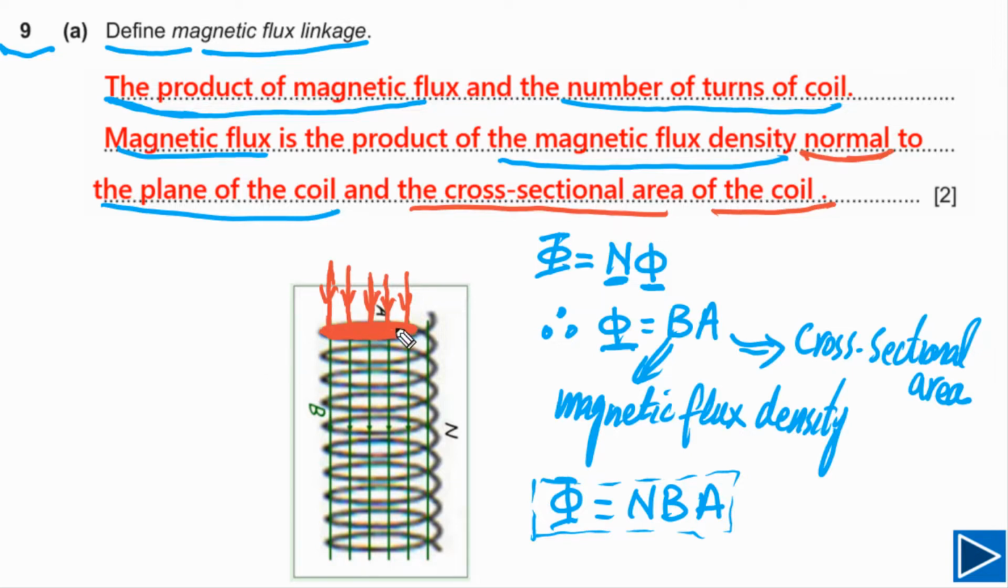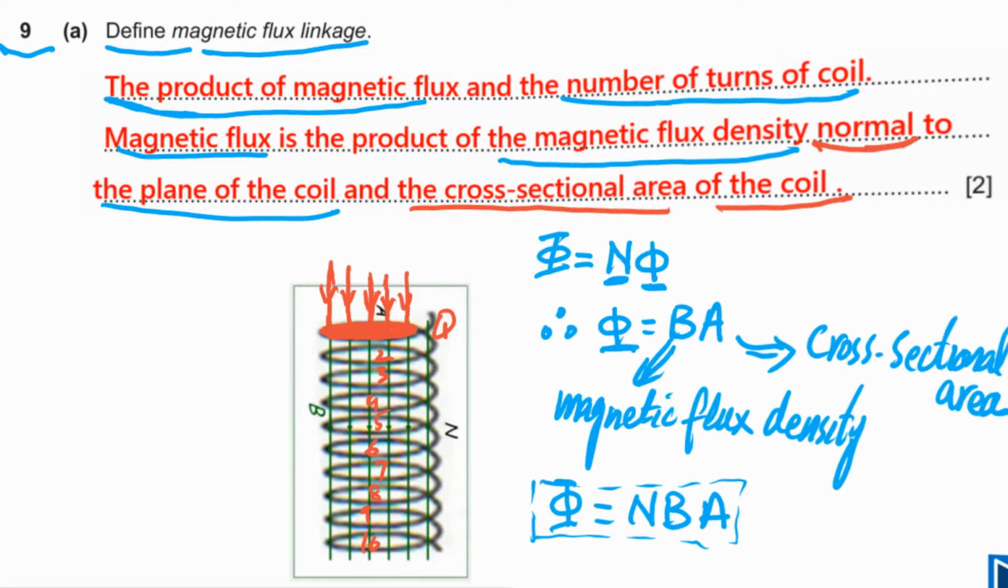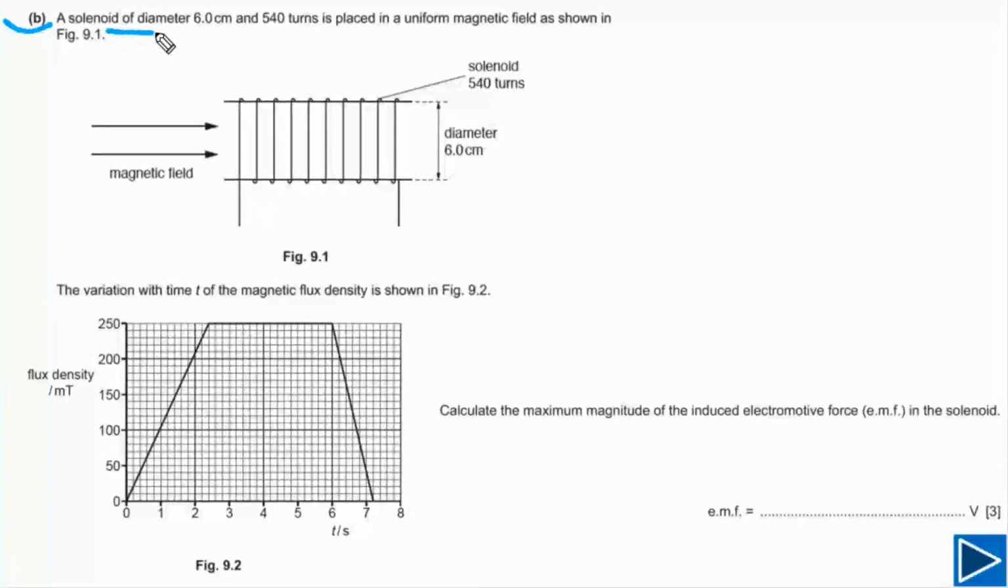And if you look at the number of turns of this coil, this is one turn, this one is the second one, third, fourth, fifth, sixth, 7, 8, 9, 10. So this coil has 10 turns. For part B, it is given to us a solenoid of diameter 6.0 centimeters and 540 turns is placed in a uniform magnetic field, as shown in figure 9.1. This coil has 540 turns and the diameter of this one is 6.0 centimeters.